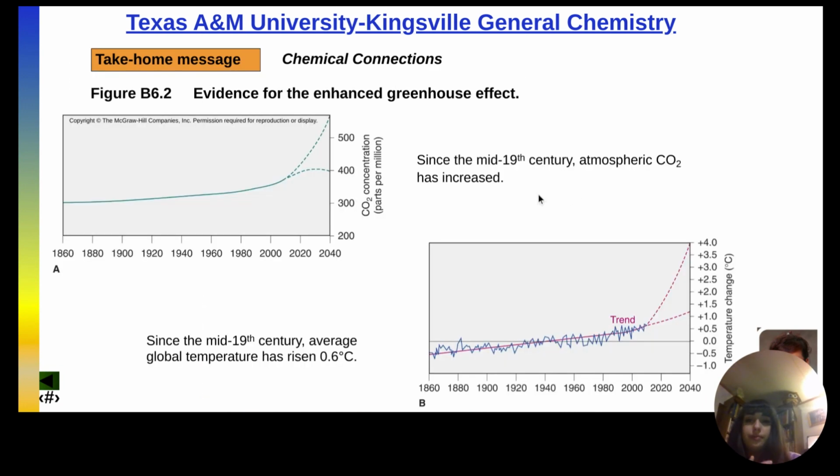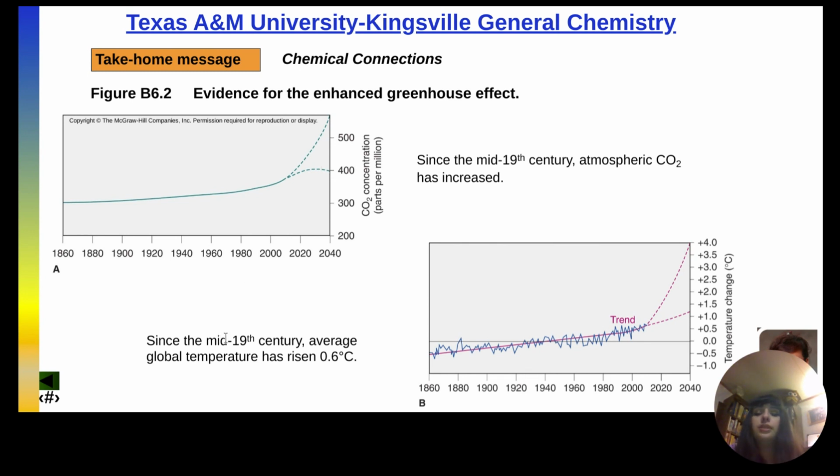Moving on, we're talking about evidence for the enhanced greenhouse effect. Since the mid-19th century, atmospheric CO2 has increased. Here we're going from 1860 to 2040, and we have our CO2 concentration in parts per million, from 200 to 500. Starting all the way back in the 1860s, we're seeing a gradual increase, and we can only predict it to go up farther, which is why atmospheric CO2 has only increased.